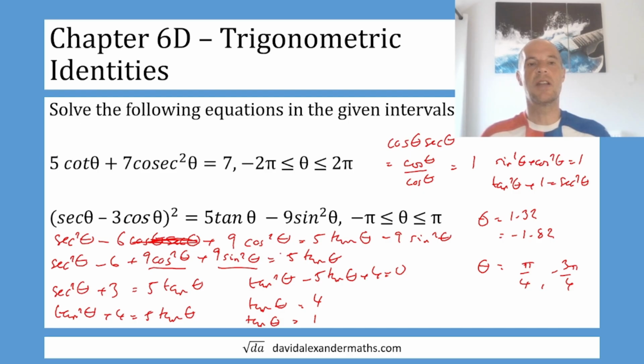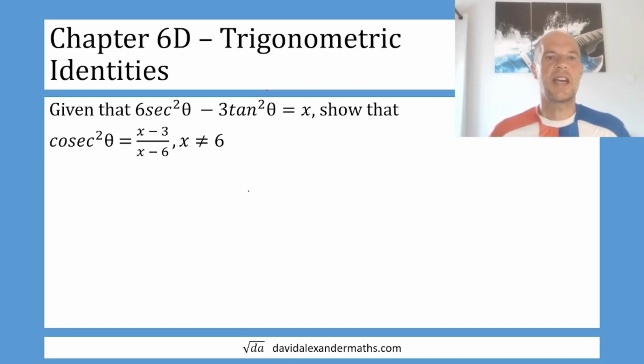Bit of a tricky one, that one, but a few things to watch out for. Cos, sec, they just cancel. And also spotting the sine squared plus cos squared equaling 1. Very useful as well. Okay, here's one final question, and we need to somehow get from this rather nasty looking equation that equals x into some equally disgusting looking stuff.